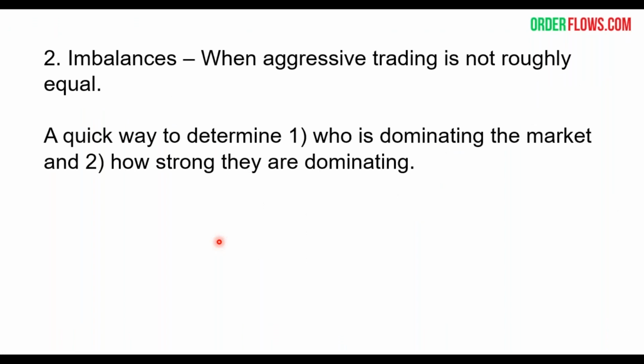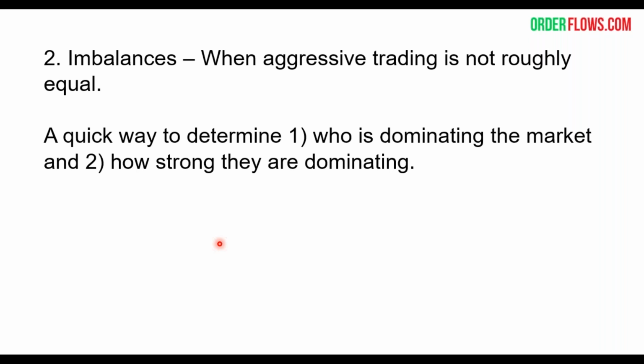Now, imbalances are when the aggressive trading, what's trading in a two-way auction, is not roughly equal. I chose the word roughly specifically, because trading is never as simple as people in the academic world think of it, you know, for every buyer there's a seller. Well, yeah, but you're not really looking at buyers and sellers. You're looking at aggressive buyers and aggressive sellers, and more or less they are roughly equal most of the time.